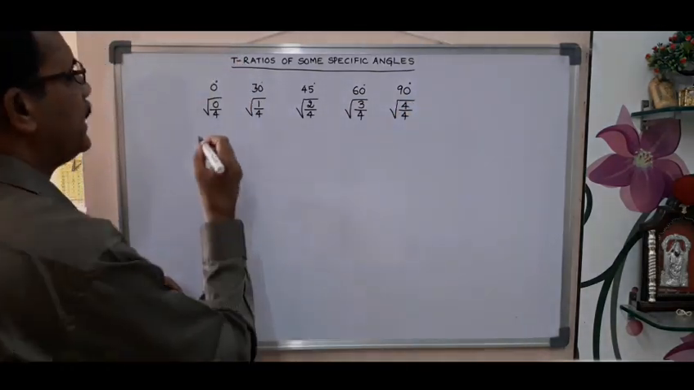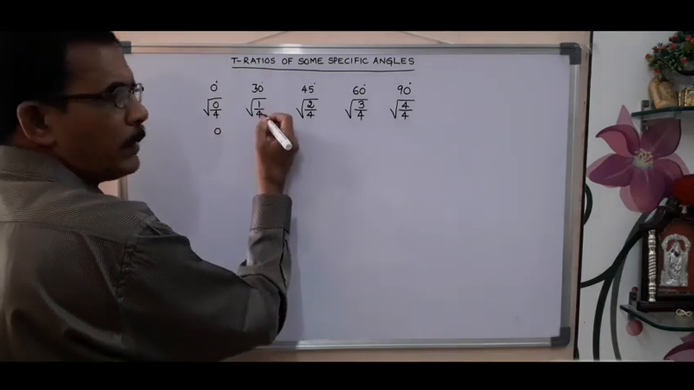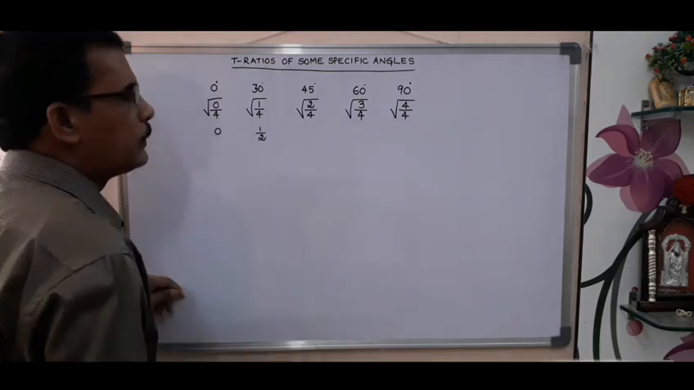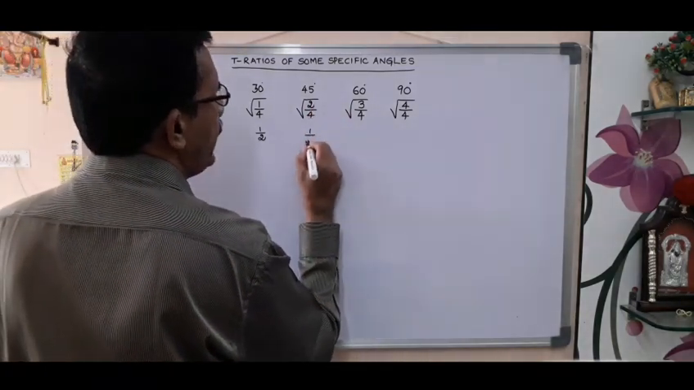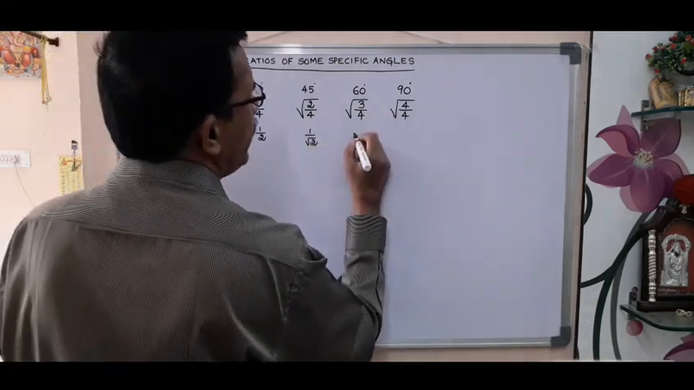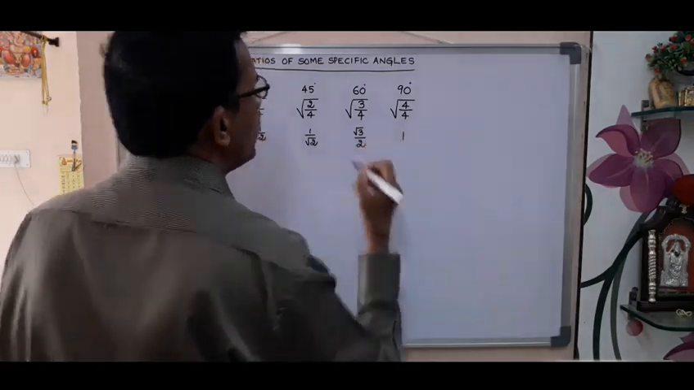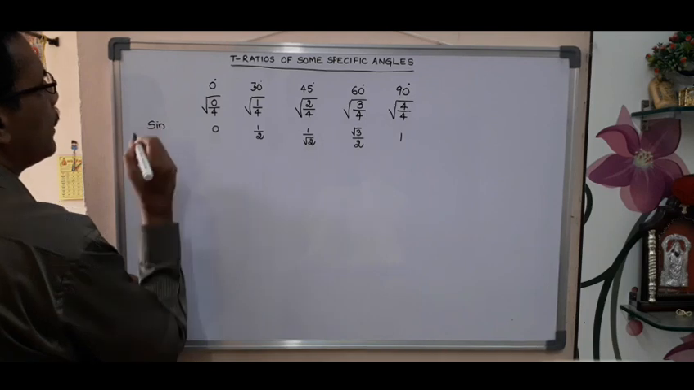Now simplify. Under root 0 by 4 is 0. Root 1 by root 4. Root 1 value is 1. Root 4 value is 2. So it will become 1 by root 2. Separating root for numerator and denominator, it will become root 3 by 2. This is 1. These are the values of sine.